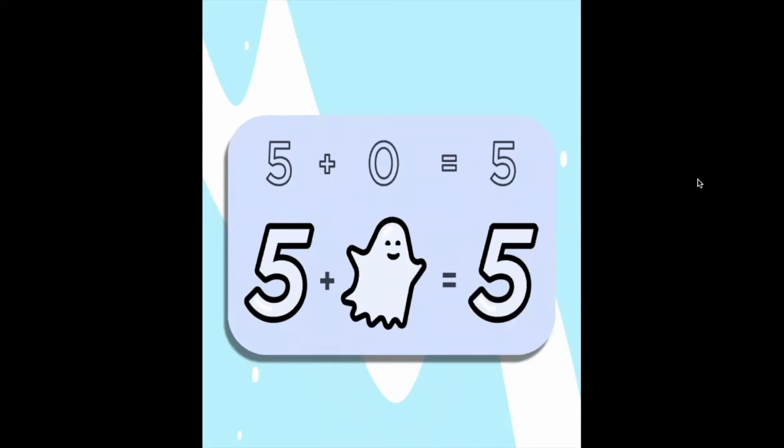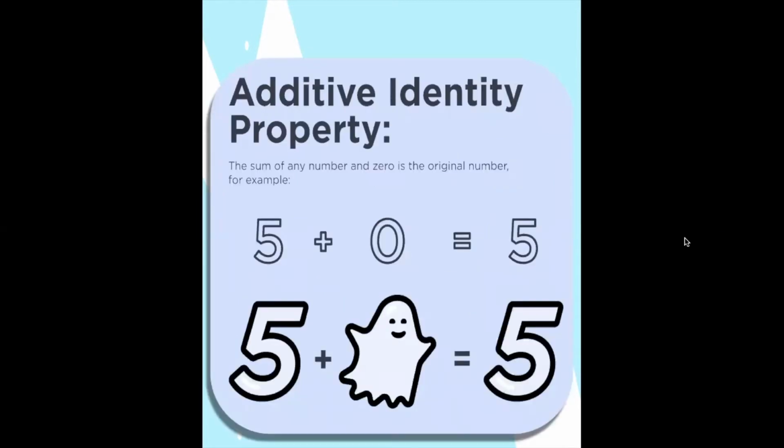If we're adding 5 plus 0, it still equals 5. 5 plus 0 equals 5. When we add 0 to a number, that number stays the same. We call this the additive identity property. Say that with me. Additive identity property. That means when we add any number and 0, it is still going to stay the same number.